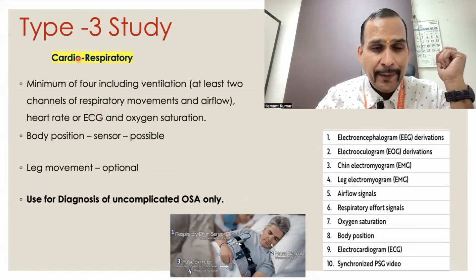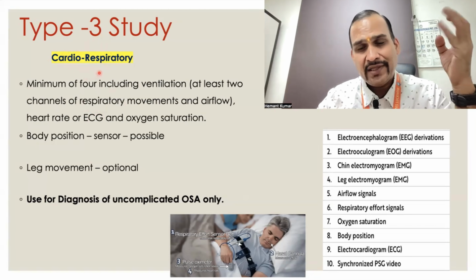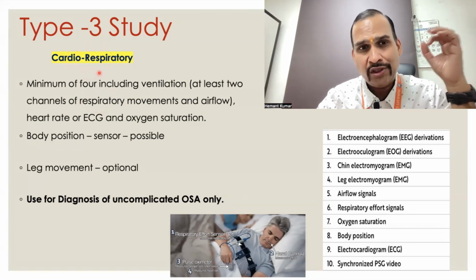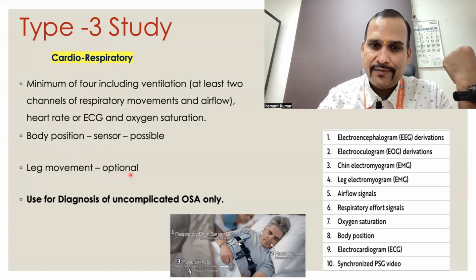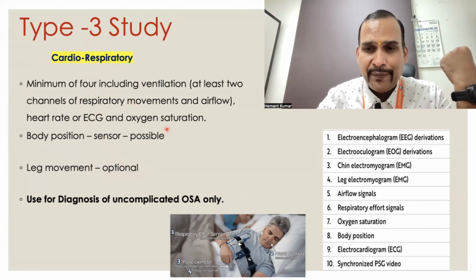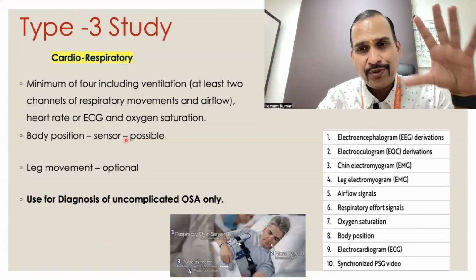So we can see cardiorespiratory things. Respiratory means apnea, hypopnea, oxygen saturation, and cardio means pulse rate variability. We can use ECG also, and leg movement is optional. So there are limited parameters, but it is sufficient to diagnose obstructive sleep apnea.